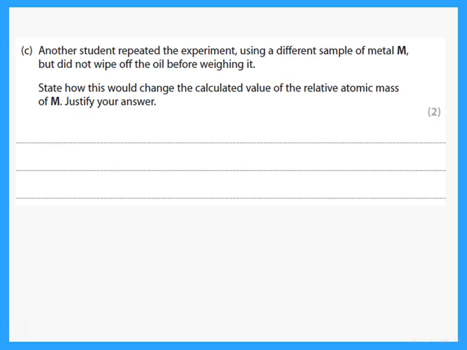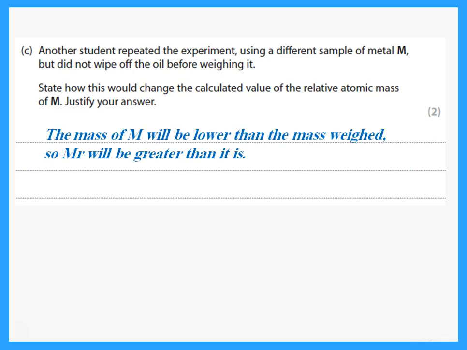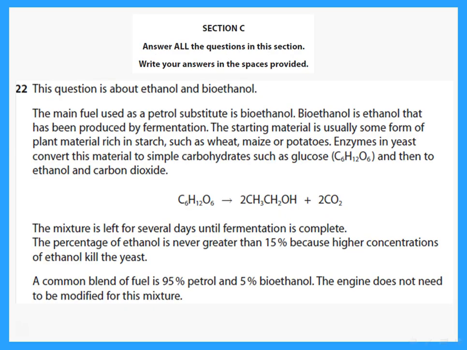Another student repeated the experiment using a different sample of metal M but did not wipe off the oil before weighing it. Now, state how this would change the calculated value of the relative atomic mass of M and justify your answer. Of course, if he does not wipe off the oil, that means the mass that he recorded is not really the mass of M. The mass of M will be lower than what he actually weighed, so the Mr would be greater than it should be.